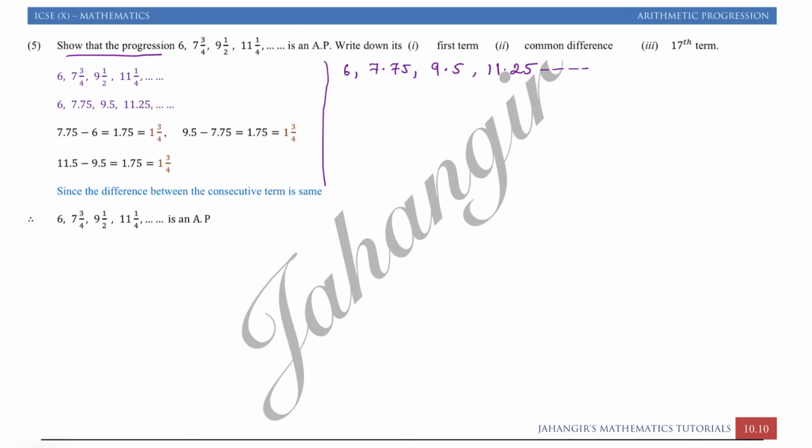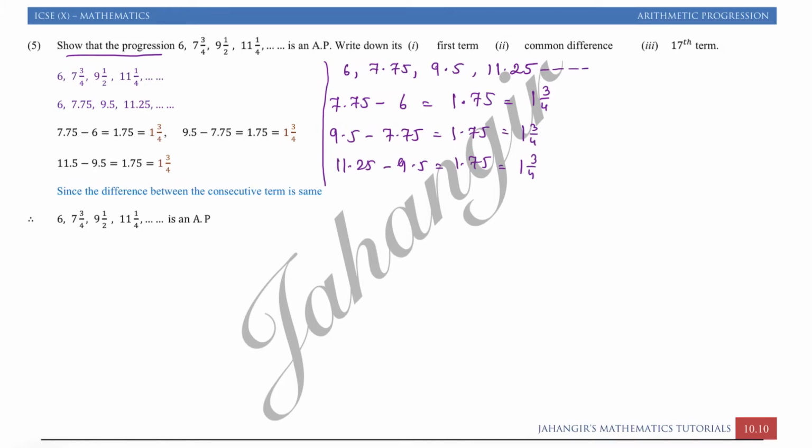So to show it is an AP, we will find the common difference. That is, first we will take second term minus first term. So 7.75 minus 6 is obviously 1.75. 1.75 you can write as 1 3/4. It's simple to write. Then we will take 9.5 minus 7.75. Again this will become 1.75. That is again 1 3/4. Now 11.25 minus 9.5. Again this is 1.75. That is again 1 3/4.